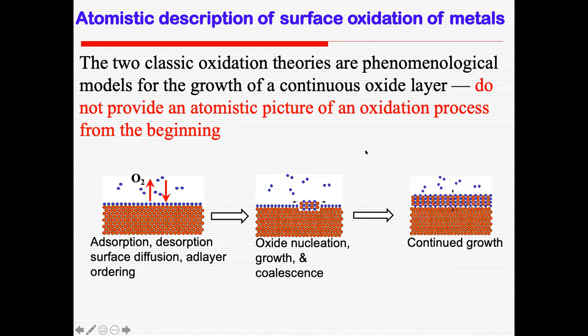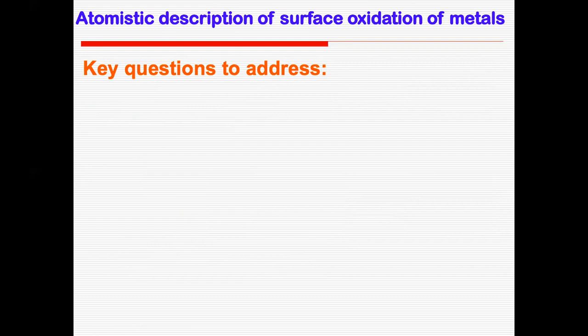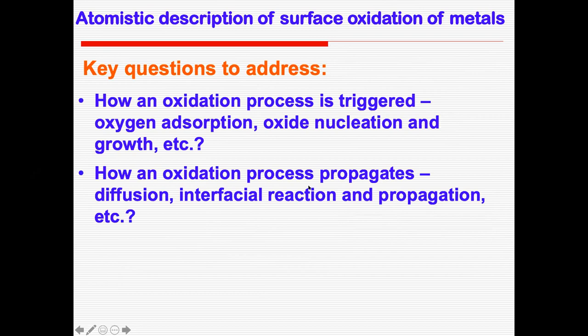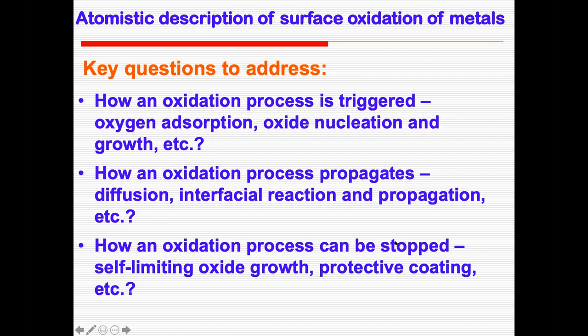So now we want to look at how the oxidation is initiated and how the oxidation propagates. There are some fundamental questions we want to address. One is how an oxidation process is triggered, okay? This is related to how oxygen chemisorption takes place, and how oxide nucleation and growth happen. And also we want to look at the oxidation process, like propagation, how an oxidation reaction can propagate. This can be controlled by diffusion or by interfacial reactions at the outer surface or at the inner interface. And also there are more practical questions about how an oxidation process can be stopped. Certainly, as I just mentioned earlier, for the Cabrera-Mott theory, you have self-limiting oxidation. That's because of low temperature, but for high temperature, this does not happen.